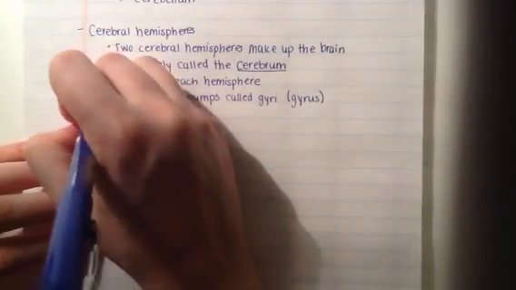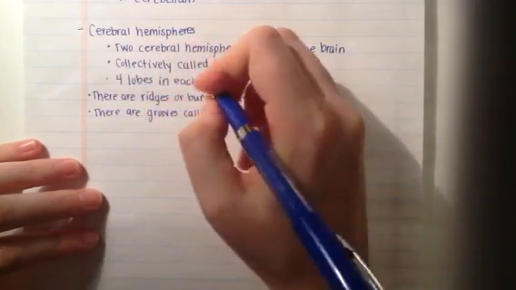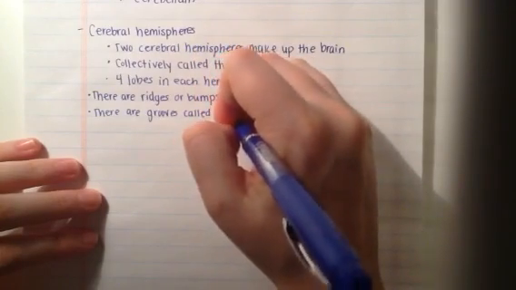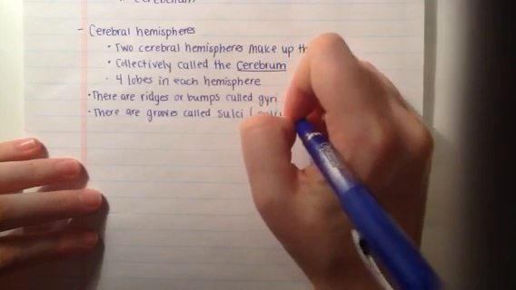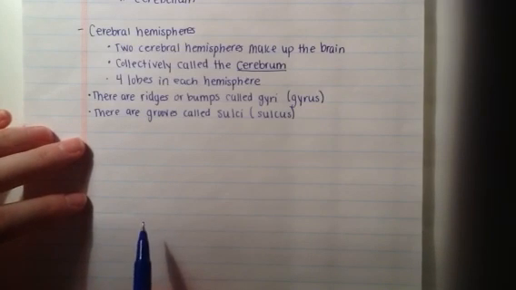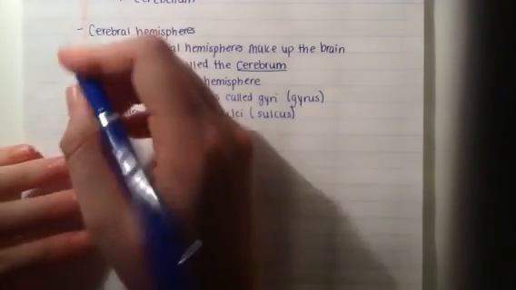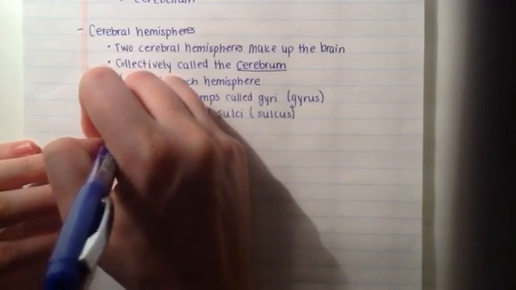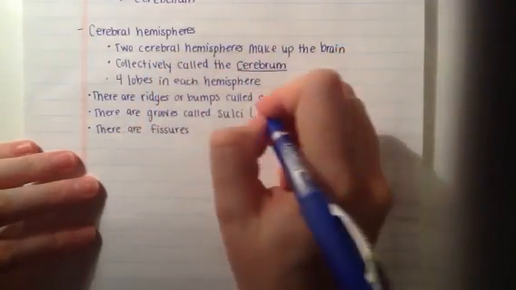And there are grooves called sulci, or a sulcus for one. Now, if there is a deep groove where the tissue of a sulcus goes deeper into the brain, that is called a fissure. Let me underline the important words there.